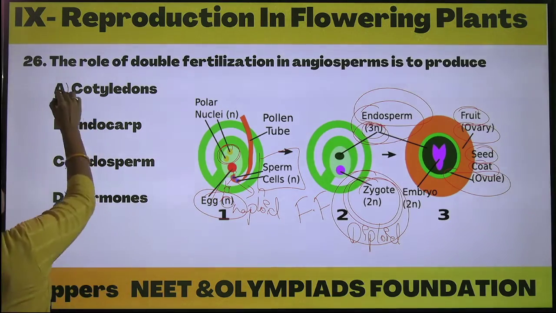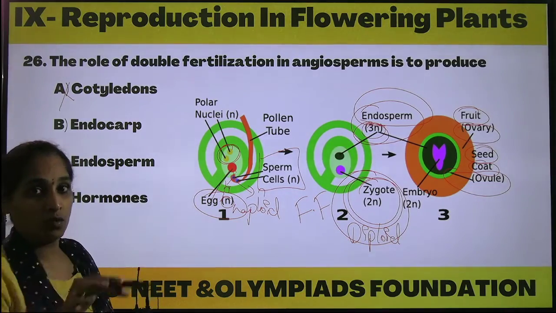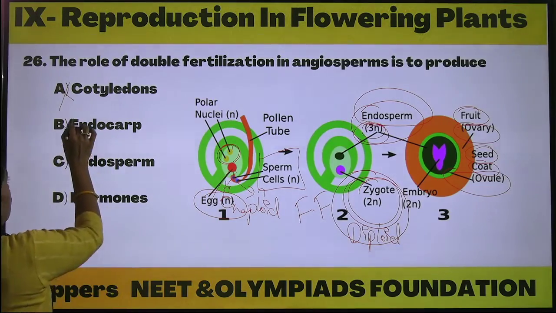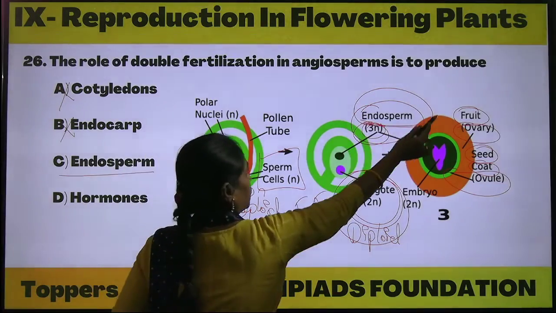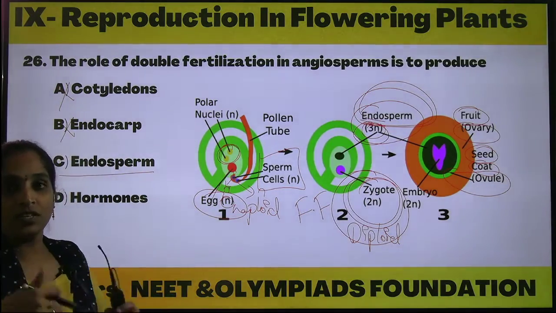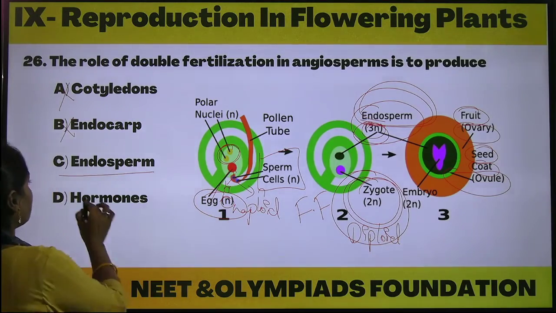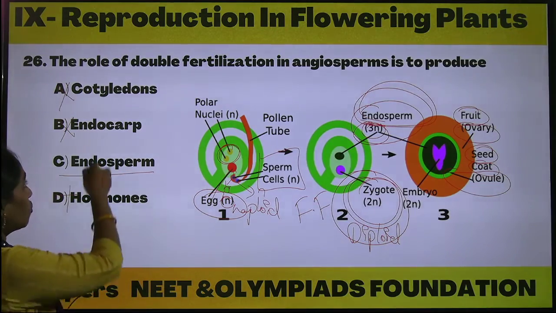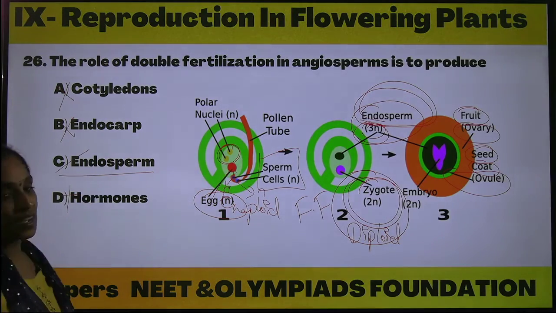Okay, and here the concept is, what is the correct option? The cotyledons? No. The endocarp is the innermost layer of the fruit, so this is also the wrong option. And the endosperm, the word itself is given over here. Ultimately it forms the endosperm. It further divides mitotically and forms the complete fruit, and hormones is the wrong option. Hormones is completely awkward out of these options, right? And option C is the correct option, right?